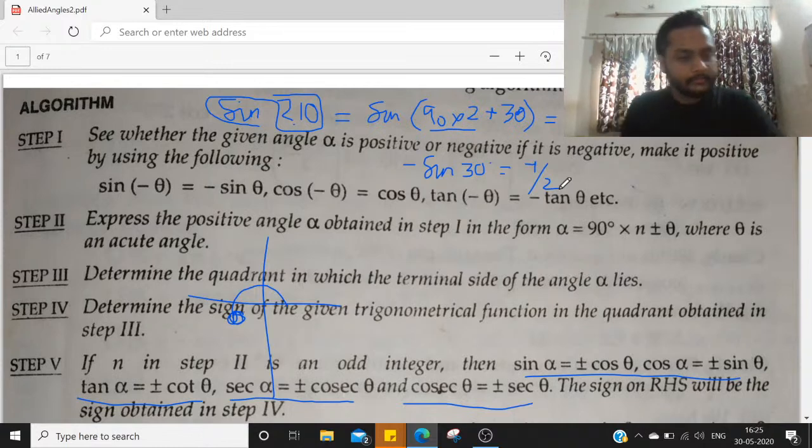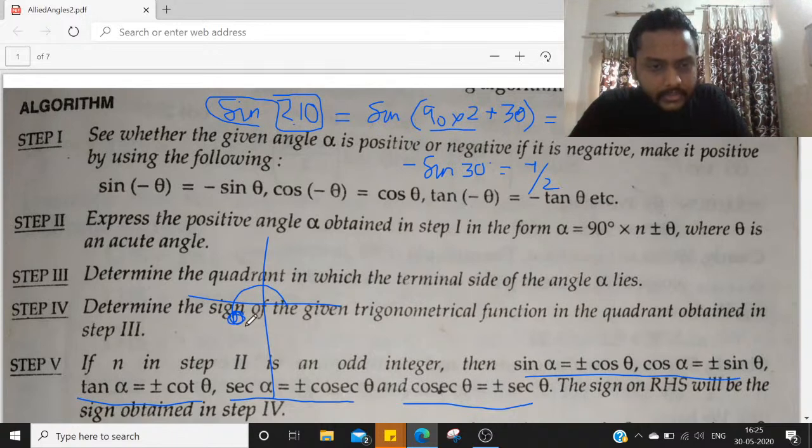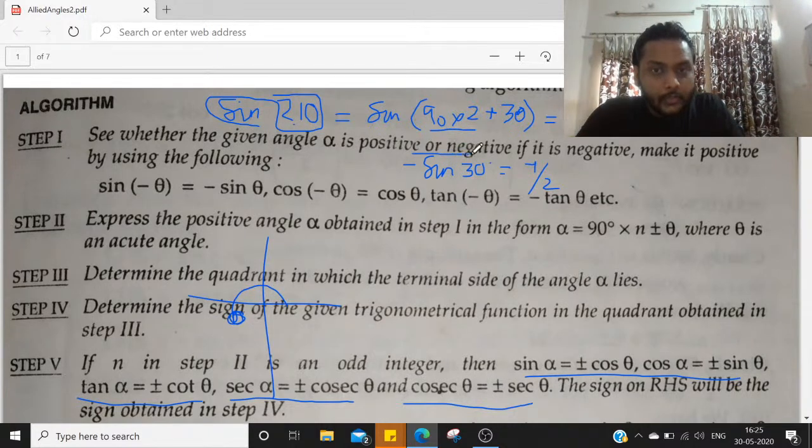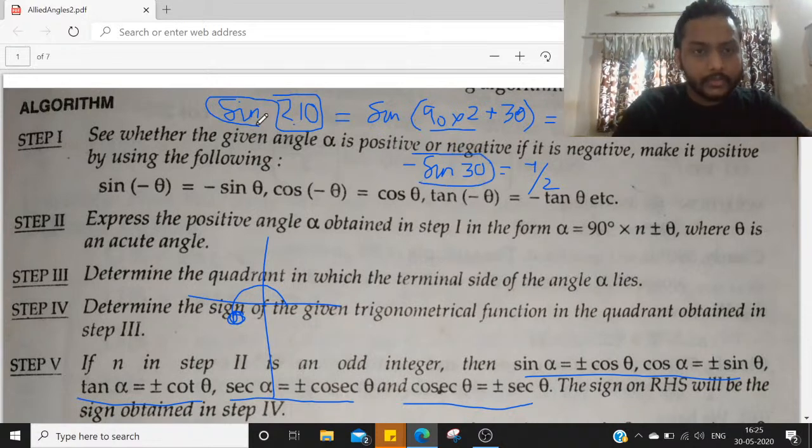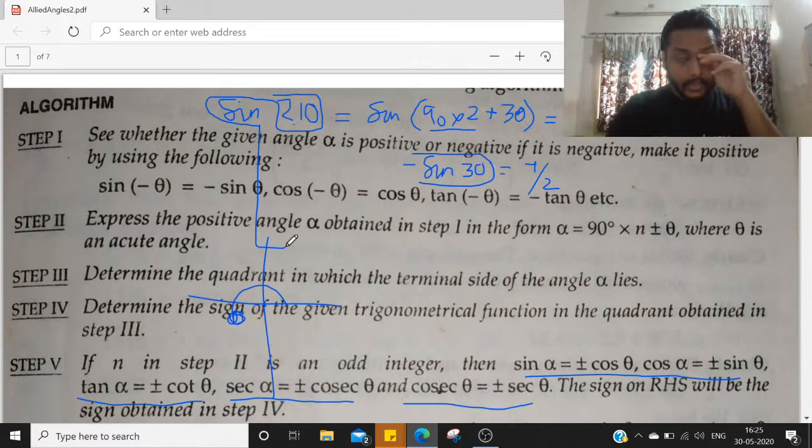Okay, so now moving forward, let me just refresh it. Okay, guys, so now what we have is this. Okay, so now let's continue. As you can see that this is your minus sine 30. This was the one way of doing this question. Let's do it the next way. Sine of 210 degree can also be written in this way.